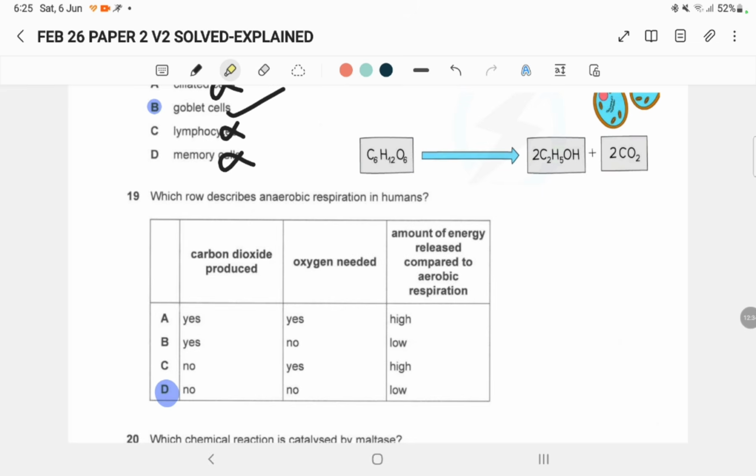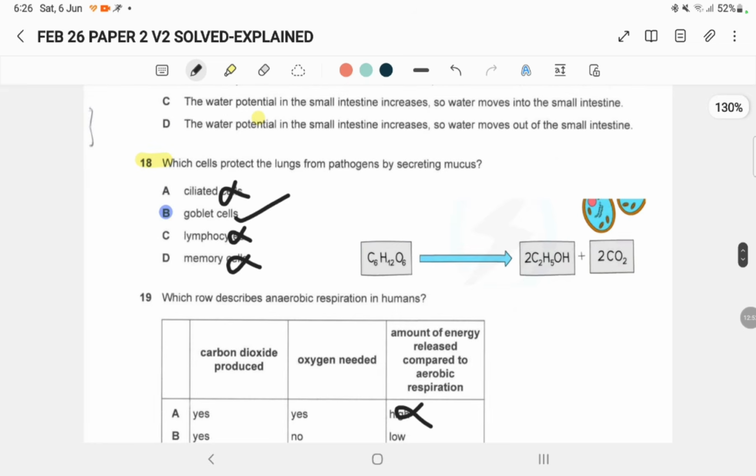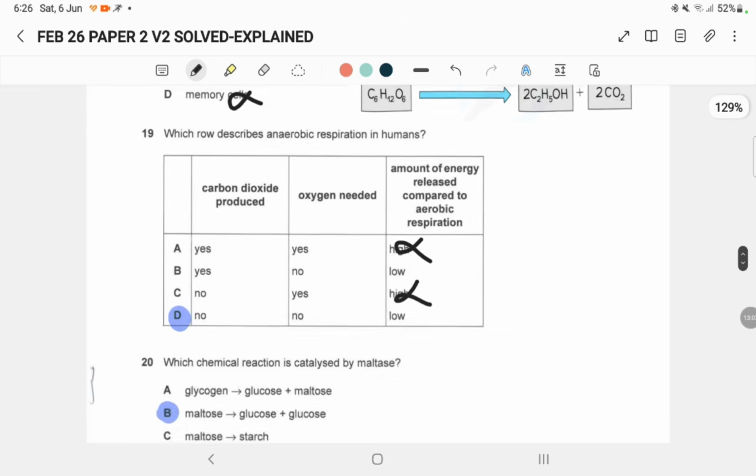Oxygen is needed? Of course, no. Amount of energy released compared to aerobic respiration, of course, it is lower, okay? So even if you don't understand the question, just refer to it. Will the amount of energy released be higher? No, it will be lower. How is carbon dioxide produced? No, because this is anaerobic respiration in yeast cells. This one is yeast cells, which is completely different from the lactic acid being produced.